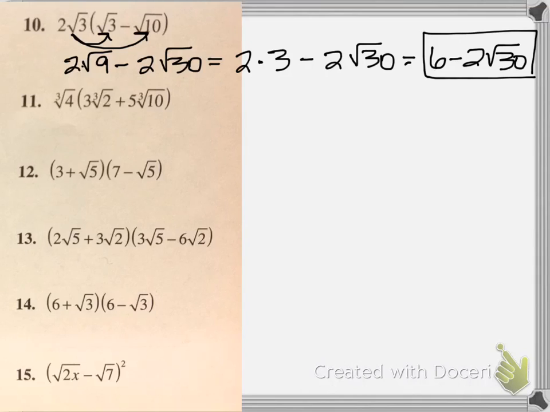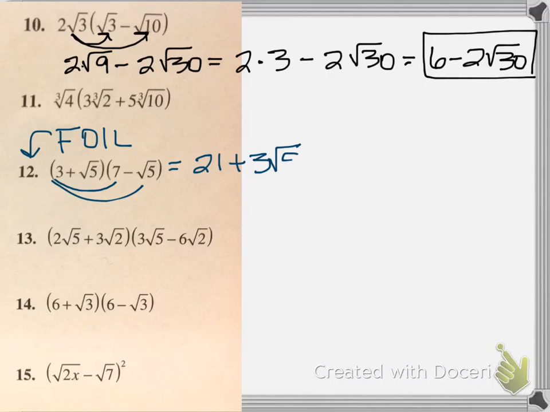Now let's look at number 12. This is a FOIL problem. We have a binomial times a binomial. So my first terms, 3 times 7, that's going to give me 21. My outer terms, 3 times square root of 5 is 3 square root 5. My inside terms, square root 5 times 7 is 7 square root 5. And my last terms, square root 5 and negative square root 5 would be negative square root 25.